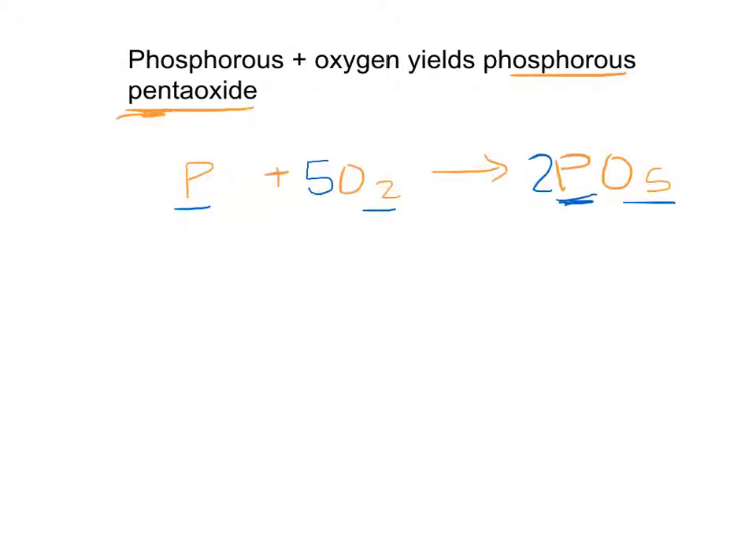But now this gives me 2 phosphorus, so I'm going to have to put a 2 in the front over here to make sure that it's balanced. So on the reactant side I have 2 phosphorus, beautiful. On the reactant side 10 oxygens, and on the product side 10 oxygens. So this is our balanced equation.